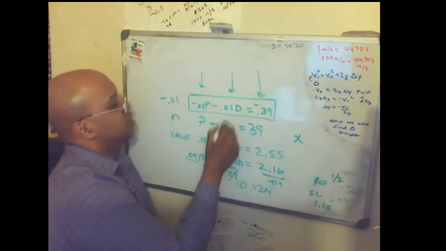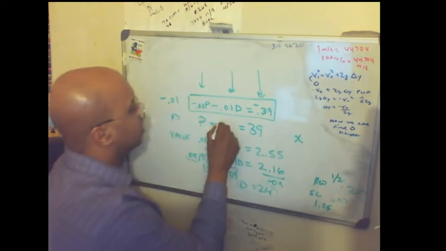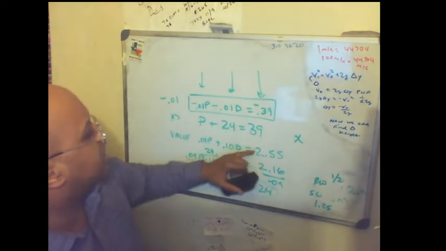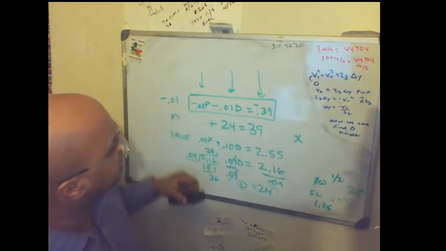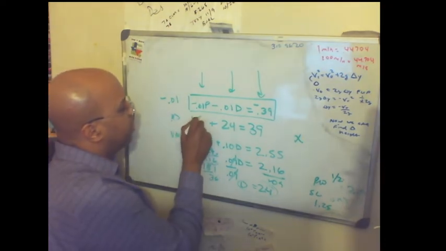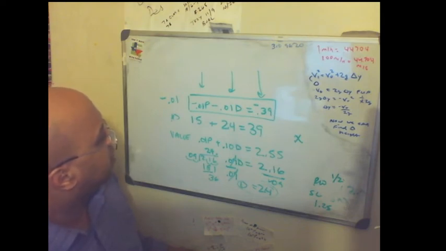All right. So if we have 24 dimes, we're going to erase that. If we have 24 dimes, then 24 minus 39 will give us the number of pennies, which is going to be 15 pennies. All right. Now we could also test this.